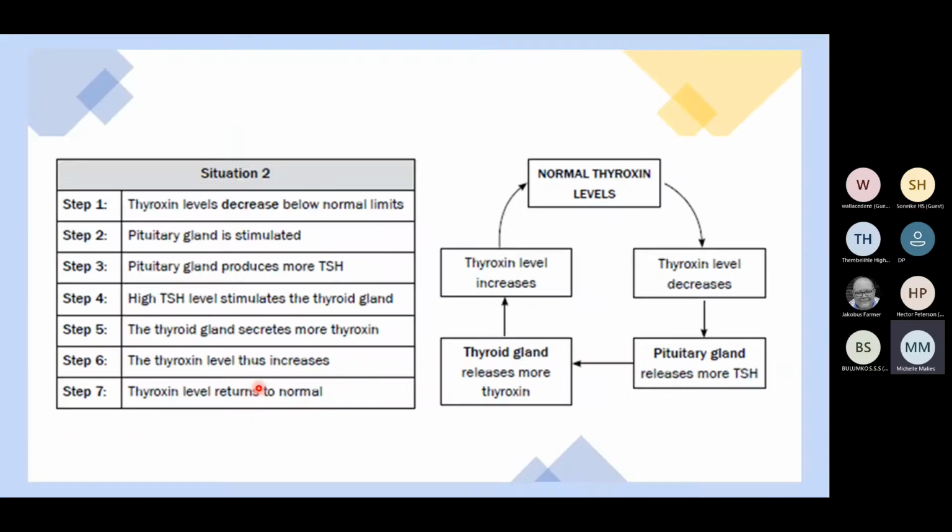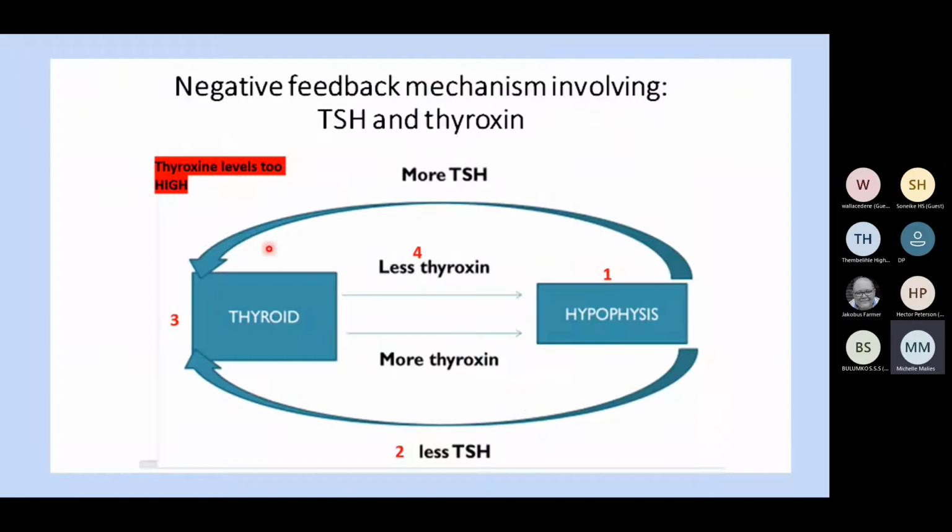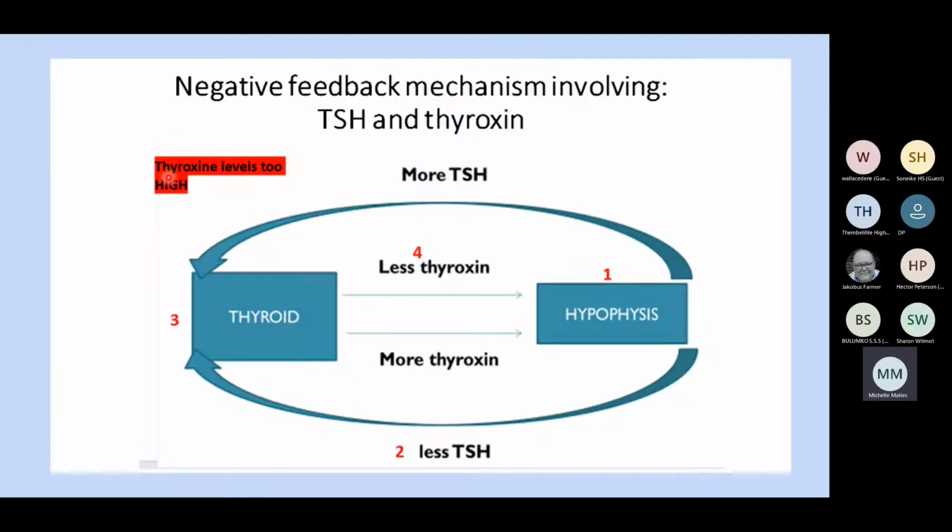So let's go back to the flow diagram. Our first scenario is imbalance: thyroxine levels are too high. So what happens? Number 1, and number it, grade 12. The hypophysis is stimulated. Remember, another word for the hypophysis is our pituitary gland. Number 2, the hypophysis secretes less TSH. Keyword there, less TSH, thyroid stimulating hormone.